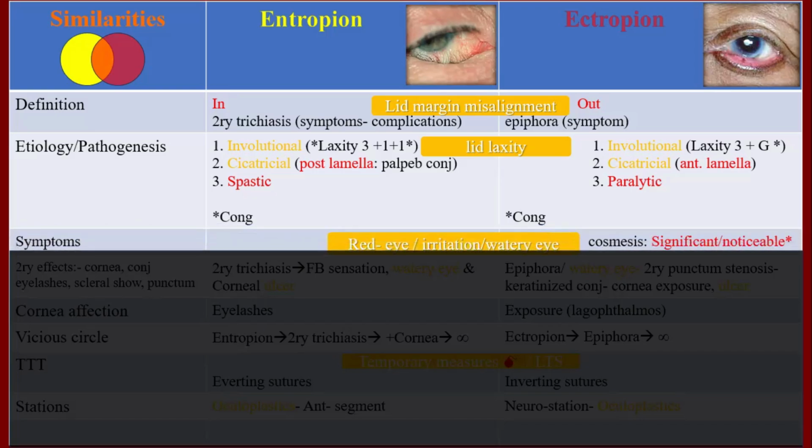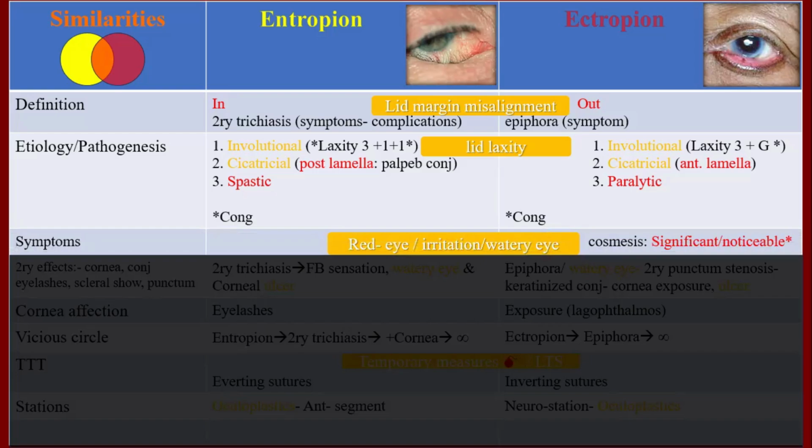The next point is symptoms. We may have red eye because of cornea and conjunctival irritation, foreign body sensation, okay? And of course, these result in watery eye, result in lacrimation, over-secretion of the tear film, okay? But in ectropion, I added here chemosis because it's a significant and noticeable sign to see the palpebral conjunctiva. And under the watery eye, don't forget epiphora. So we have 2 mechanisms for watery eye in ectropion, lacrimation and epiphora.